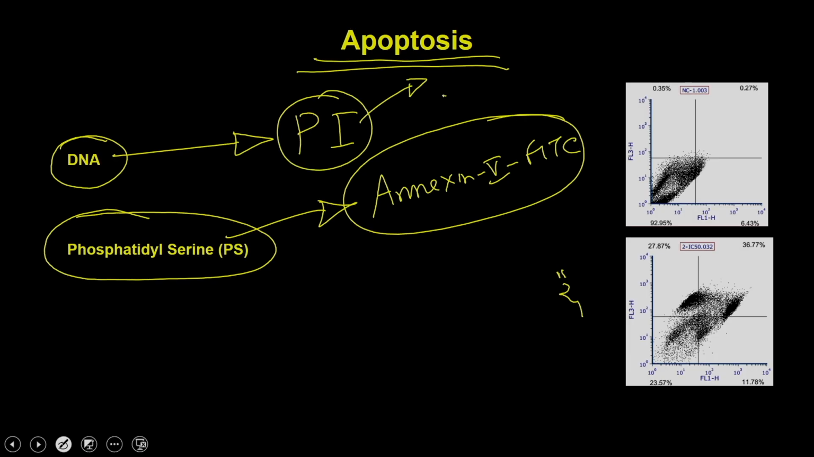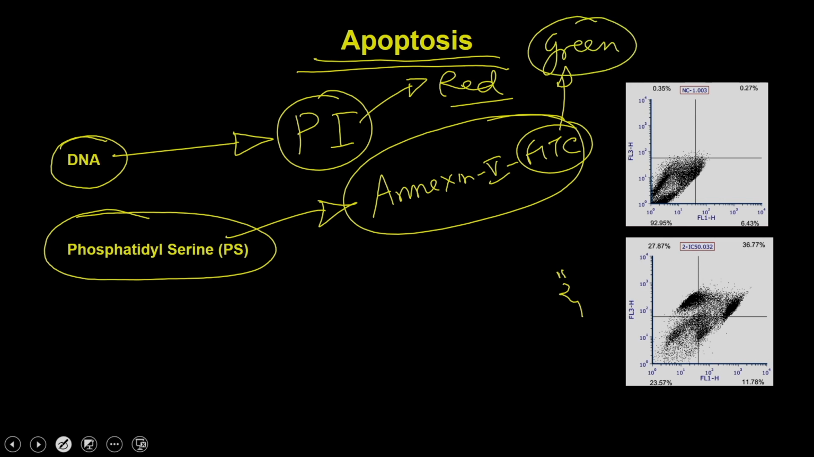So, propidium iodide always gives the red signal, and the FITC is going to give you the green signal. So, if you stain the cells with both the red PI and the green signal, the PI is going to label the dead cells, whereas the FITC, or the annexin, is going to label the apoptotic cells, and that is how you can analyze.